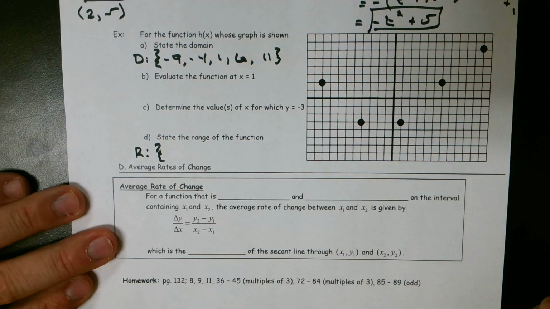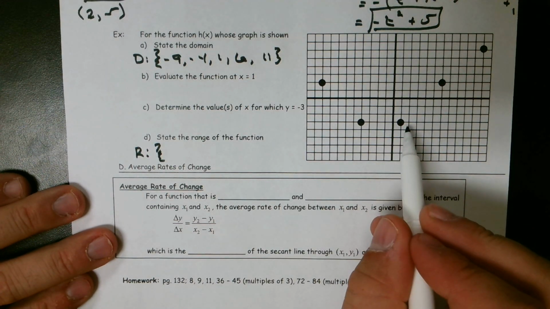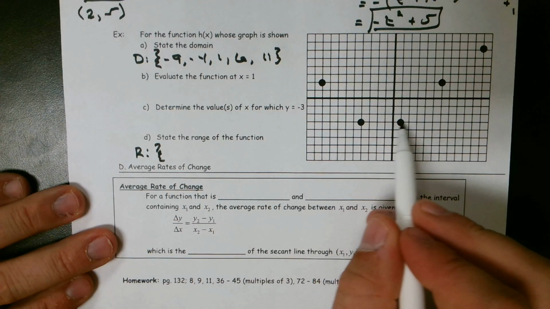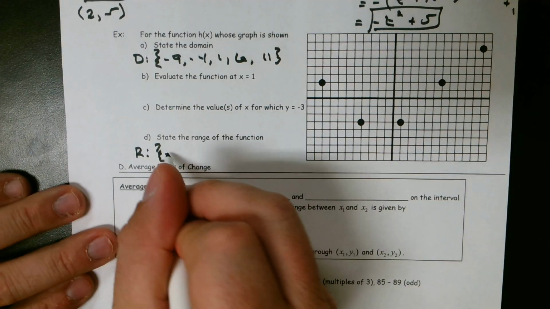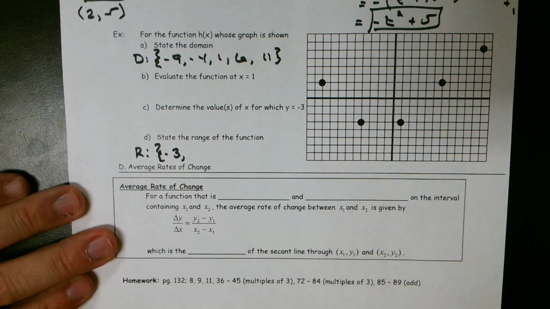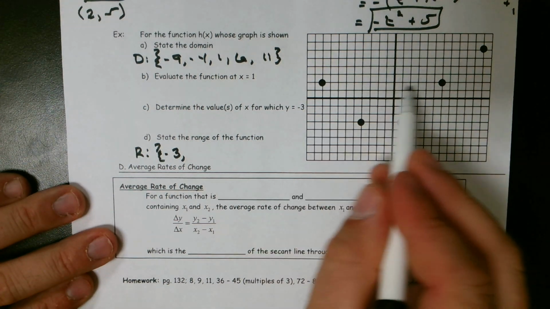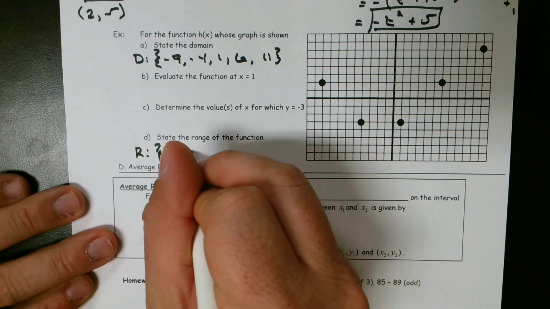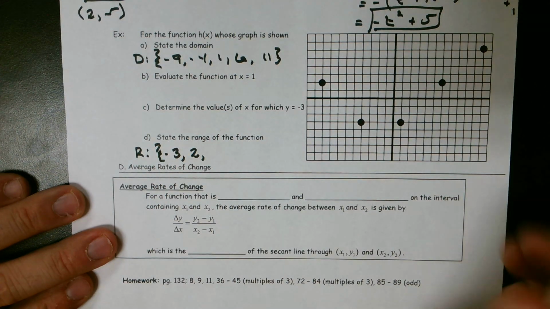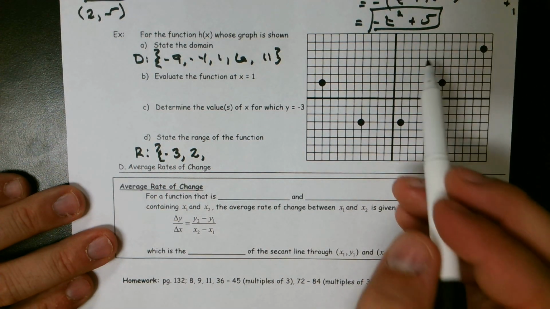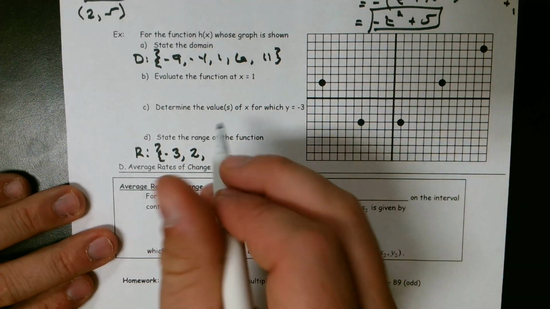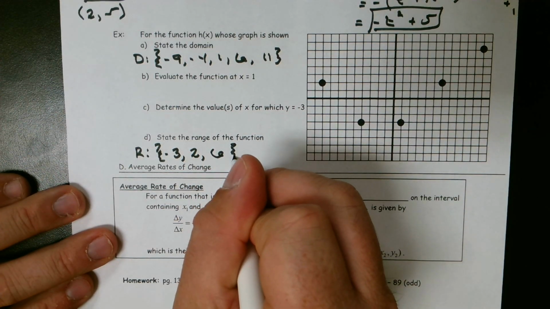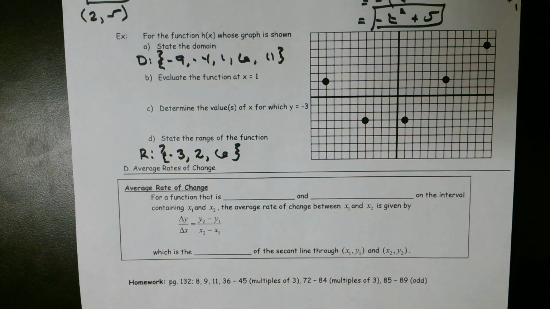So the range is just asking for what are the y values? Smallest to biggest. I like to write smallest to biggest order. So the y value of these 2 points is the same. I'm only going to write it once, so negative 3. The y value of these 2 points is the same, so I'm only going to write it once. 2. And the y value of this point right here is 6. Perfect. Okay, so there's our domain and there's our range.